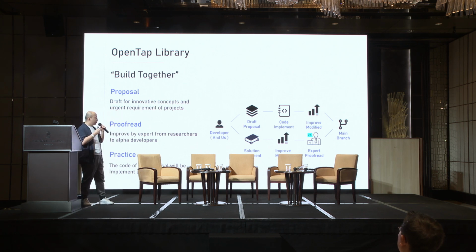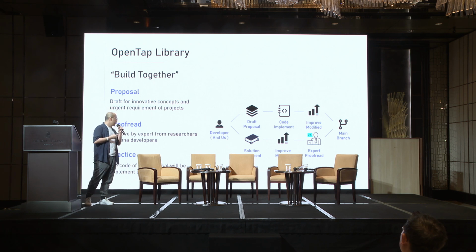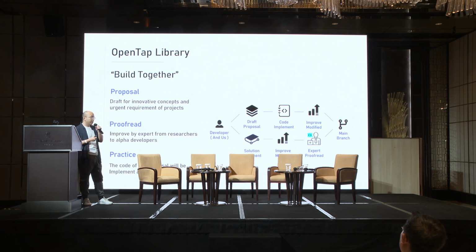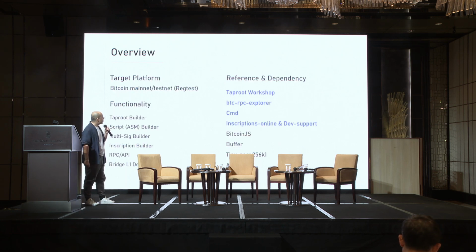Another thing is when we have a proposal, we are going to make a proofread from the alpha developers and the researchers in the field. And the final thing is when we pass the proofread, we will release the open source code for everyone of you, for all the developers, so that it could be used in production scenarios.